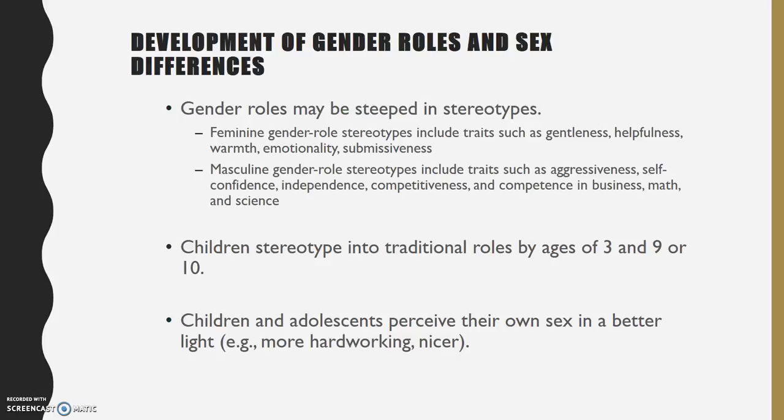All right. We know that by the ages of 3 to around 9 or 10, children become increasingly stereotyped into those traditional roles. For example, traits like cruel and repairs broken things are often viewed as masculine, and traits like often is afraid and cooks and bakes are seen as feminine. Now, interestingly, when children are asked about their own sex, they perceive their own sex in a better light than they do the opposite sex. So they often see their gender as harder working, nicer, less selfish.